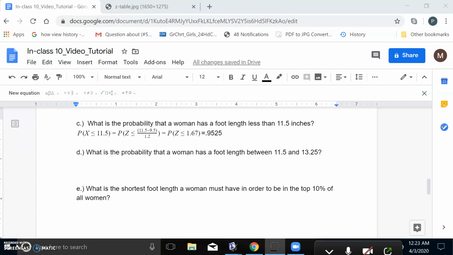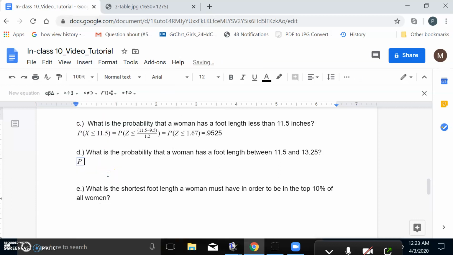Okay, so this is in class 10, question 1 continued. So we finished parts A, B, and C. Let's do D now. What is the probability that a woman has a foot length between 11.5 and 13.25 inches? So let's look at that.